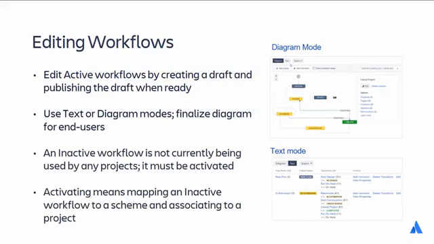An inactive workflow is one that is not currently being used by any projects. It must first be activated. Because there are no issues currently transitioning through an inactive workflow, you can easily modify steps and statuses. Inactive workflows need to be activated to use them in Jira. Activating is the process of mapping the workflow to a workflow scheme, and then associating the workflow scheme with a project. Issues will then need to be migrated, as we will see shortly. This is done by Jira administrators.